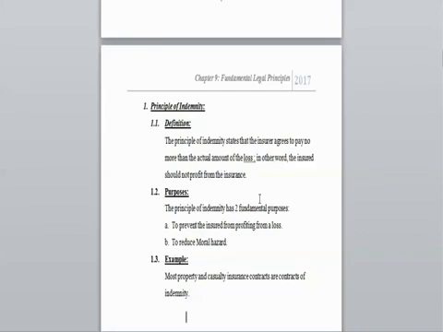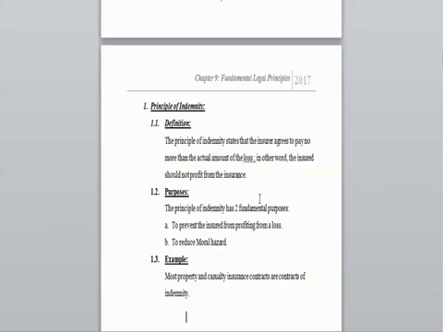Most property and casualty insurance contracts are contracts of indemnity. If a covered loss occurs, the insured shouldn't be paid more than the actual amount of the loss. A contract of indemnity does not mean that all covered losses are always paid in full because of deductibles or limits on the amount paid.